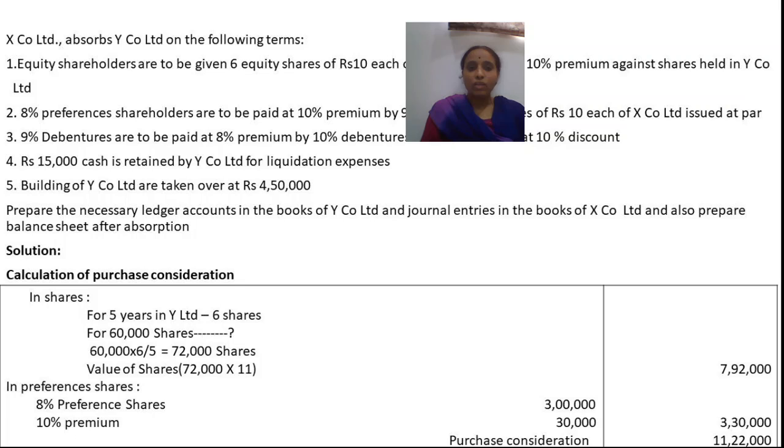Hence 72,000 into 11 is 7,92,000. Then preference shares: 8% preference shares are 3 lakh in the balance sheet. They are issuing at a 10% premium. 10% on 3 lakh is 30,000, so the total is 3 lakh 30,000. So the purchase consideration is 11 lakh 22,000.